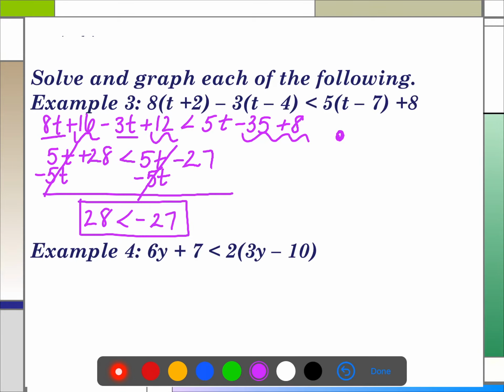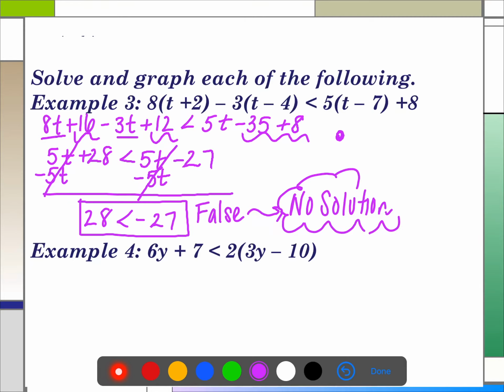Well, I need to think about this for a second. Is this a true or false statement? Is 28 less than -27? No, this is false. Well, what do we know when we get a false statement? What is our final answer? No solution. A no solution problem, you do not graph. There's nothing you can graph.